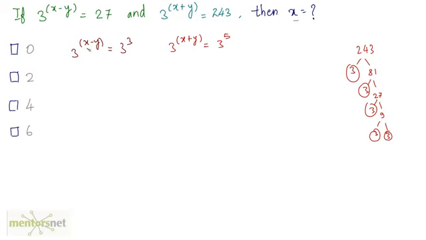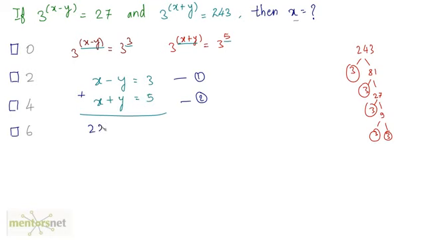So from this I can say that x minus y is 3 and x plus y is 5. So I have x minus y is equals to 3 and x plus y is equals to 5. Now we have two equations here, 1 and 2. Solve it simultaneously. So add equation 1 with equation 2. So we are adding it. So x plus x is 2x, minus y plus y gets cancelled out, 3 plus 5 is 8. So x is 4. Therefore we can say that option C is the correct answer.